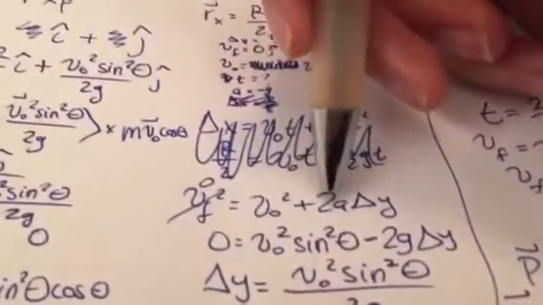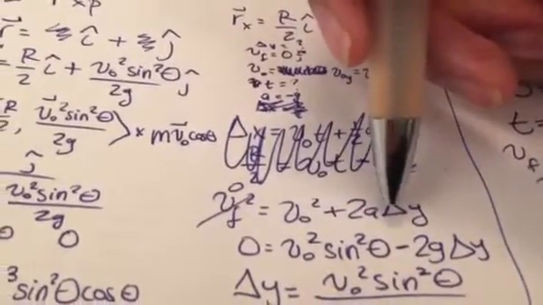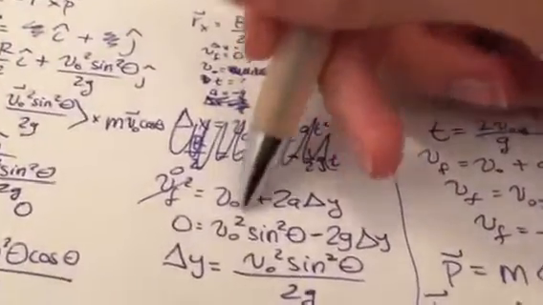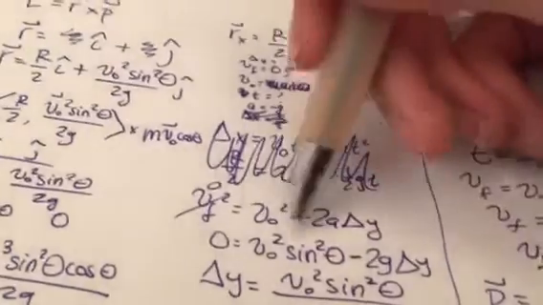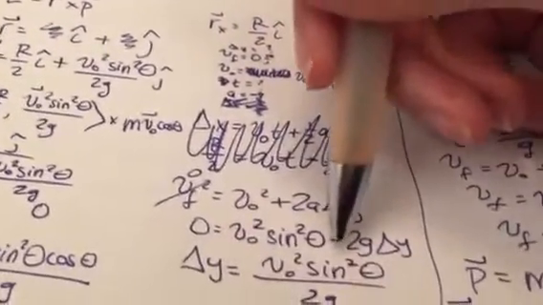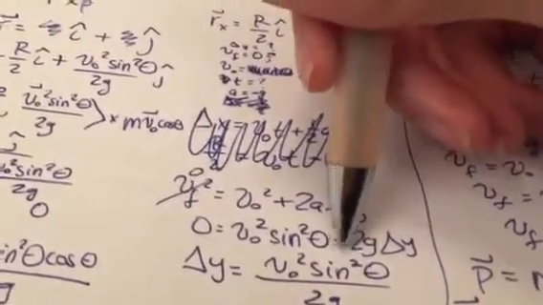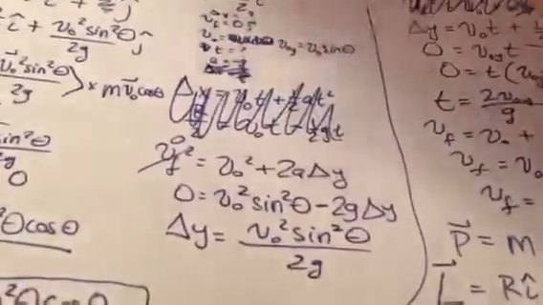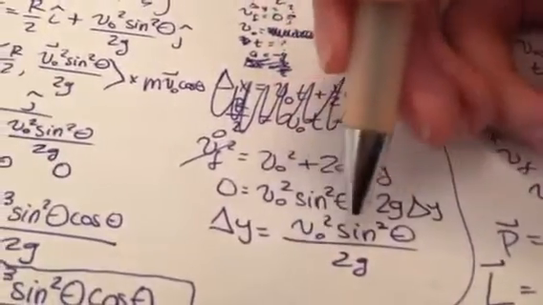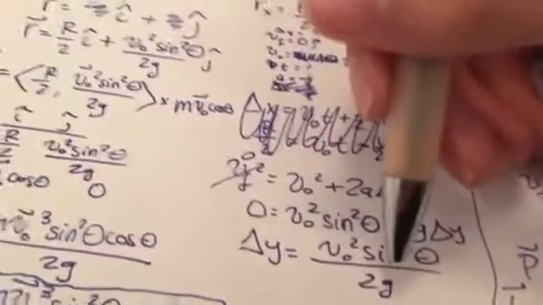I did some scribbling there because I messed up a few times. But if we use the kinematic equation, velocity final squared equals velocity naught squared plus 2a times change in y, we should be able to find change in y. Velocity naught in the y direction is velocity naught sine theta, and a is negative g, so it's minus 2g times change in y, which is the variable we're trying to find. If we isolate change in y, we should get velocity naught squared times sine squared theta over 2g.